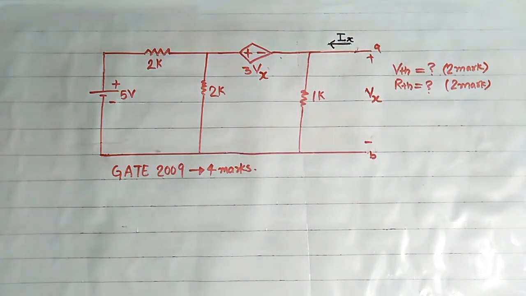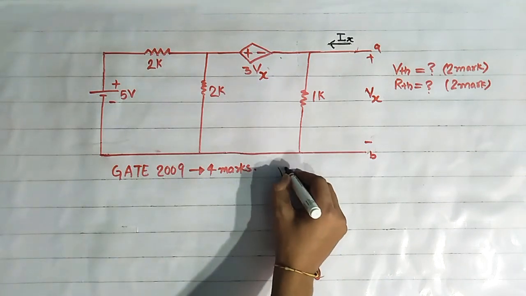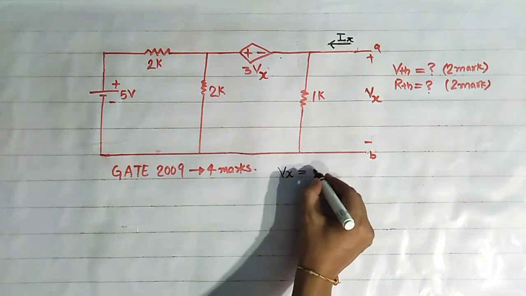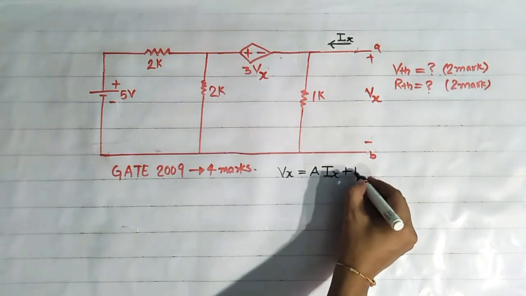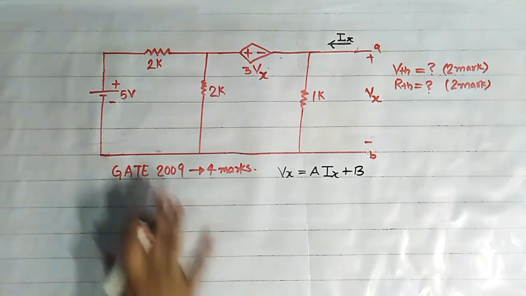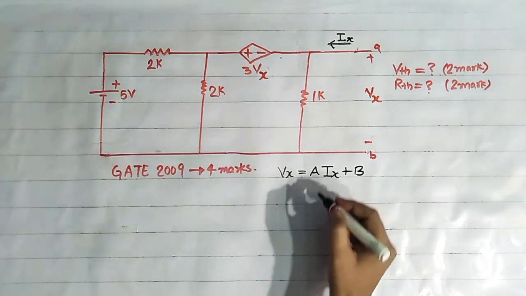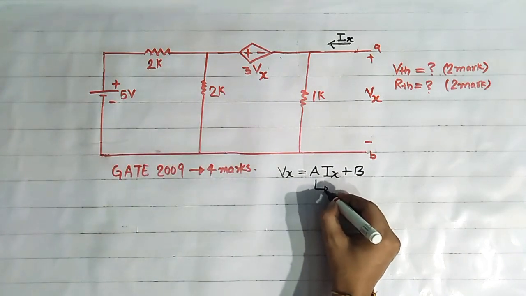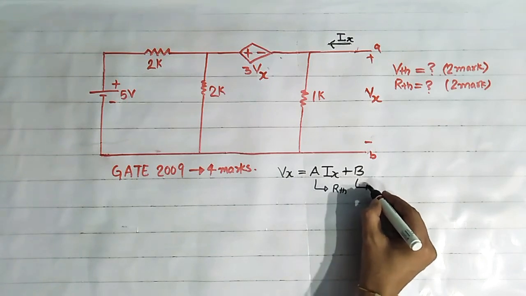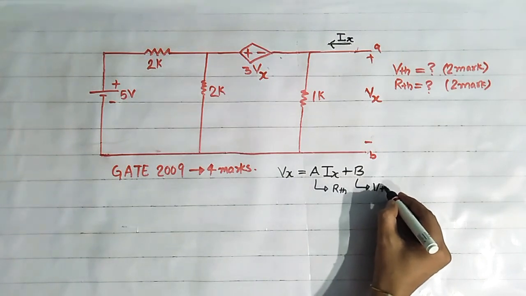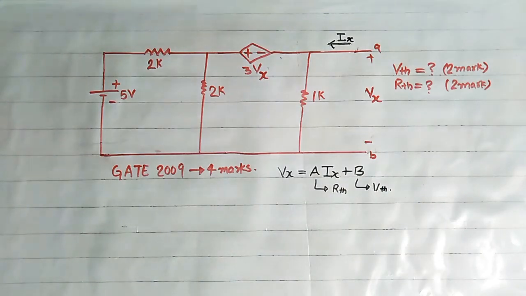Now after assuming Vx and Ix, we write the circuit equation in the form Vx is equal to A Ix plus B. If we write the circuit equation in this form, then this A will represent the value of Thevenin resistance and this B will represent the value of Thevenin voltage. So we will try to write the circuit equation in this form.